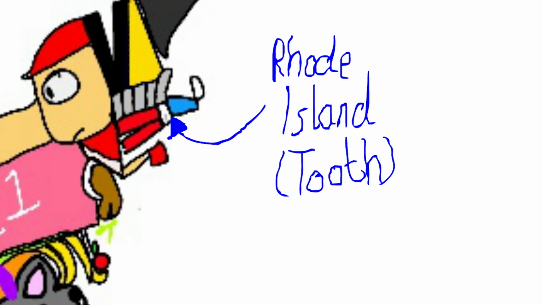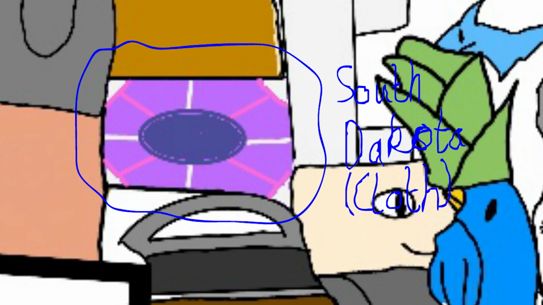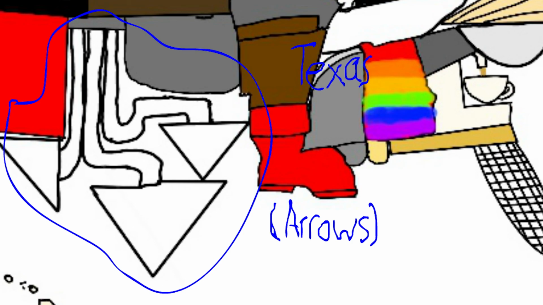Rhode Island is a small tooth, because it kind of looks like one. South Carolina is a dish. I don't know why. South Dakota is a cloth. If you looked at it at the beginning, you probably were wondering what South Dakota is. Yeah, to answer your question, it's a cloth. Tennessee is a ship. If you see the little black bit on the top, you'll know. And Texas is a bunch of arrows, because that's literally all I could think of.